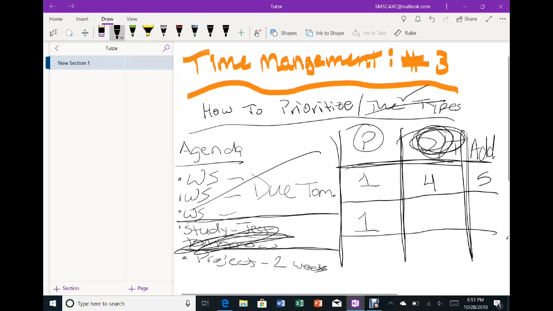Okay, so we're going to say that this difficulty would probably be a 7. And then that's going to be an 8. So already you know that this is going to be a higher priority than this. Alright.